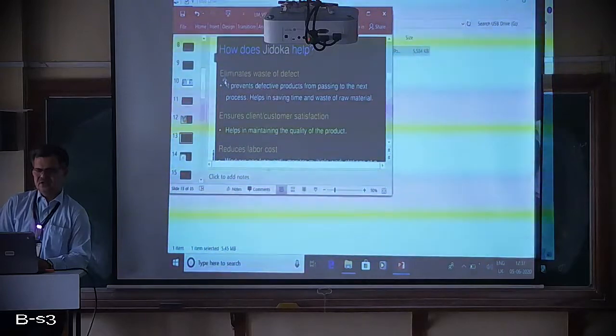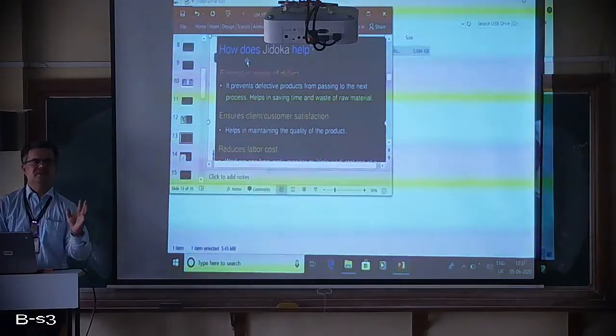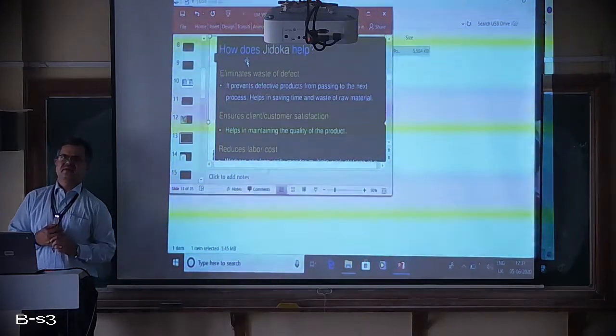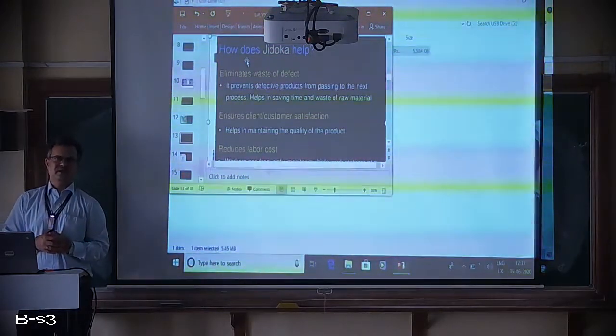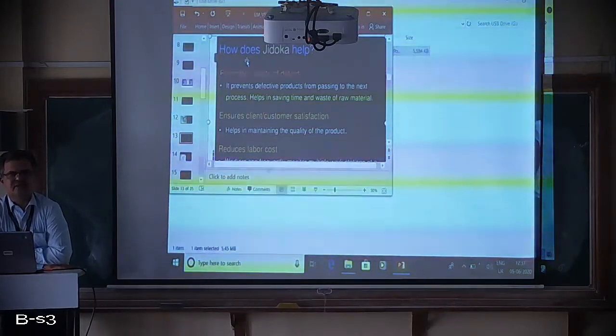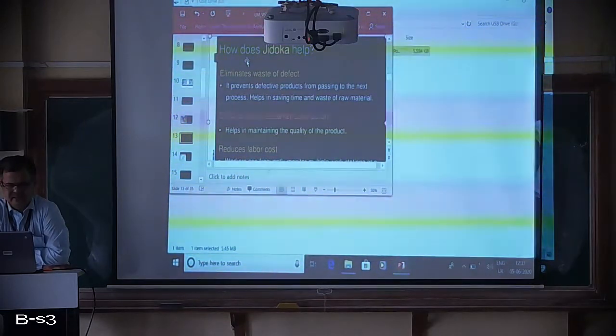How does this Jidoka help? It eliminates waste of defect. I told you the first important objective of lean is reduction of waste. Reduction of cost, nothing but cost and waste, right? So reduce waste, reduce cost, and improve profit. So how does Jidoka help the organization? It eliminates waste of defect.